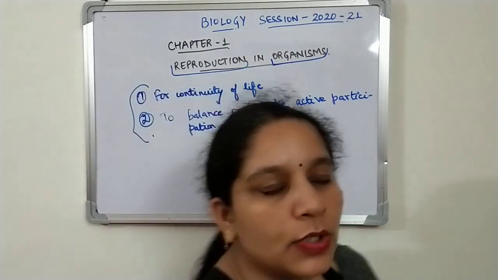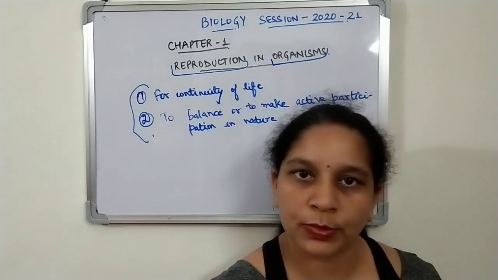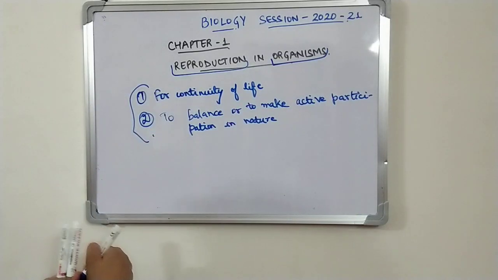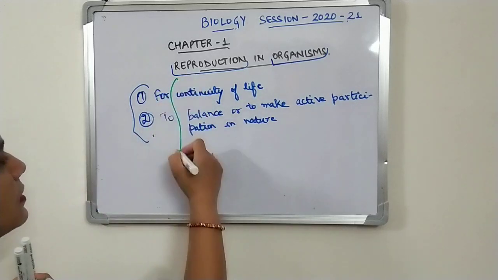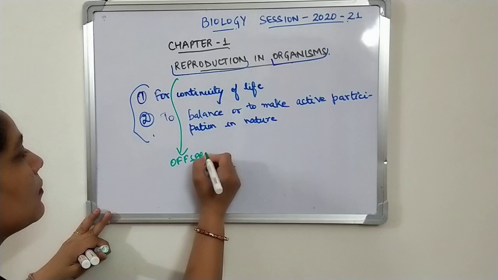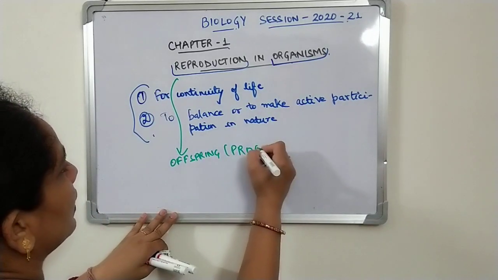Besides that, you all know that the result of reproduction is an offspring, which is also known as progeny. So the result of reproduction is known as either offspring or progeny.